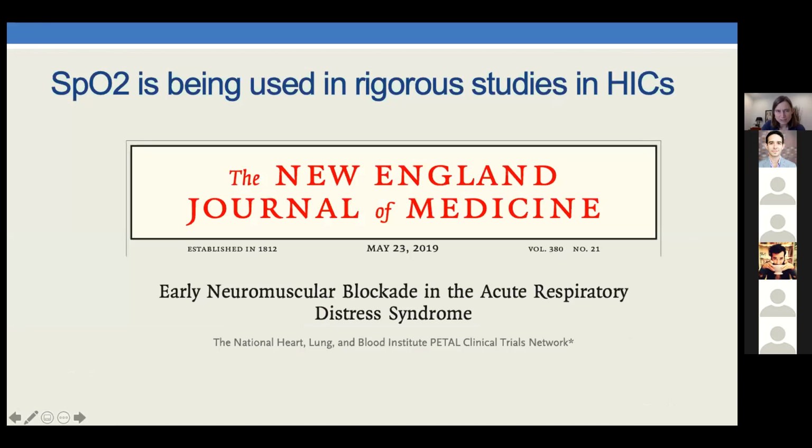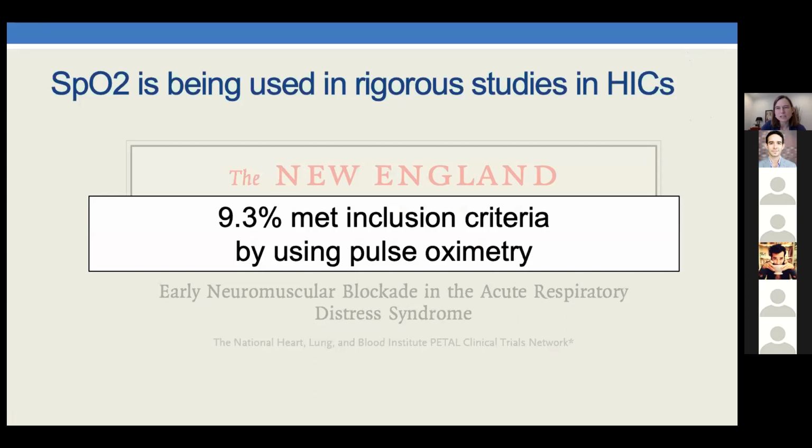Something that I think is of interest as well, this is even before COVID, but pulse oximetry with SpO2 is actually being used more and more in high income settings as well. This is not just in resource variable settings, but also in high income countries. So this is the ROSE trial in the New England Journal, one of the more recent important studies around ARDS in 2019. And they actually had almost 10% of the patients in the study were allowed to be in the study based on pulse oximetry rather than blood gases.